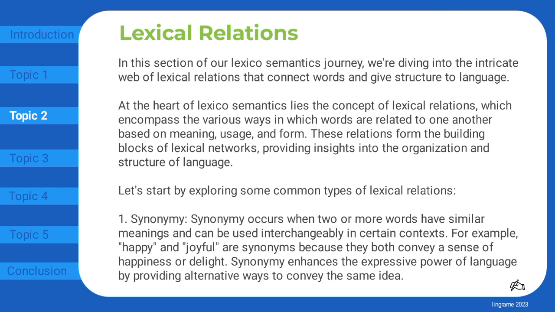These relations form the building blocks of lexical networks, providing insights into the organization and structure of language. Let's start by exploring some common types of lexical relations. Synonymy. Synonymy occurs when two or more words have similar meanings and can be used interchangeably in certain contexts. For example, happy and joyful are synonyms because they both convey a sense of happiness or delight. Synonymy enhances the expressive power of language by providing alternative ways to convey the same idea.